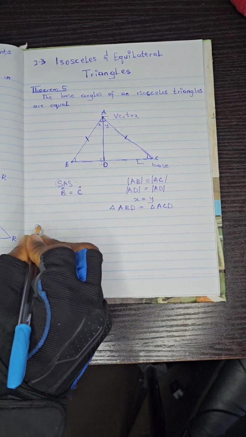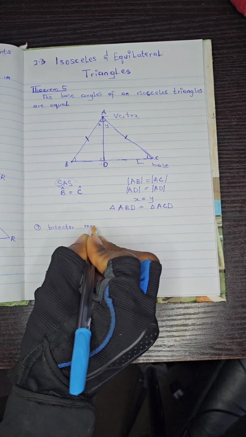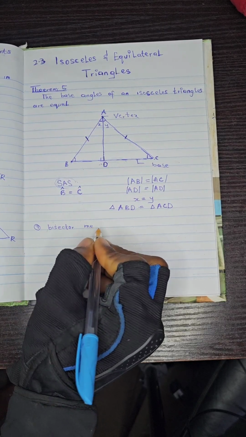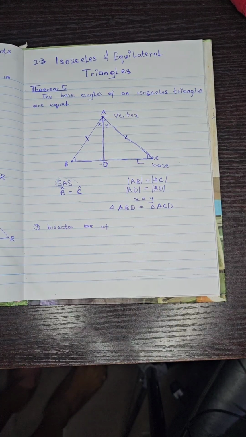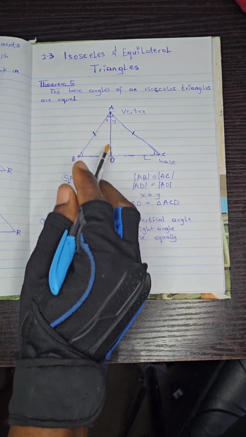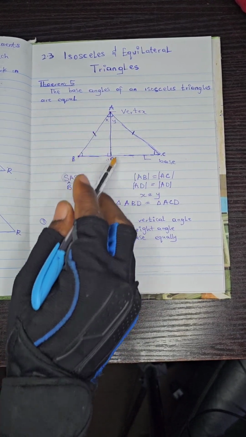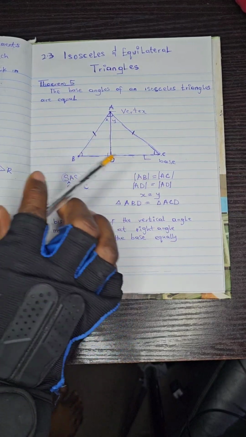So that's the first thing. Let me write it at number 1. The bisector of the vertex. Let me write it out. So this bisector of the vertical angle, which is the vertex, we always have, that's just the common law of an isosceles triangle.